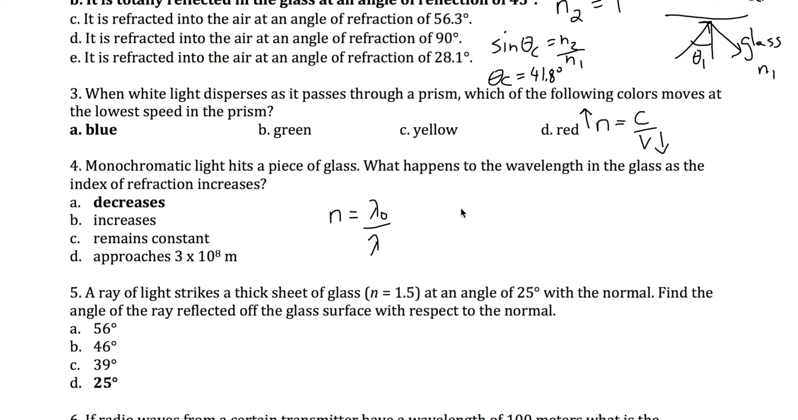So if we just solve this equation for the wavelength of light in the medium, which is glass, we get that it's equal to the wavelength in vacuum divided by n. So we can see that if we increase the index of refraction, then the wavelength in the glass gets smaller.